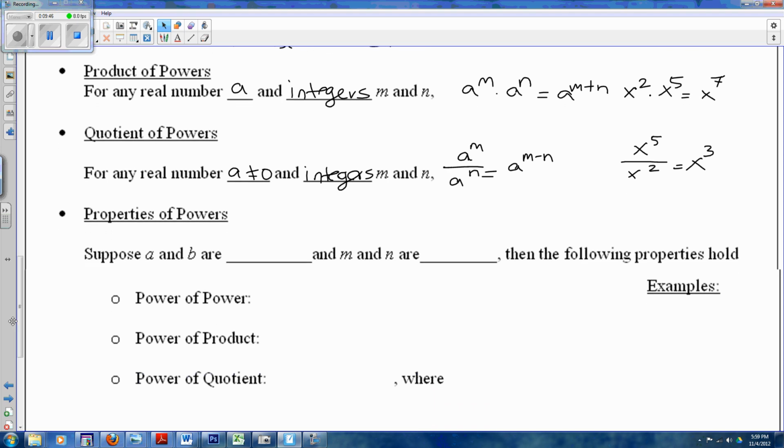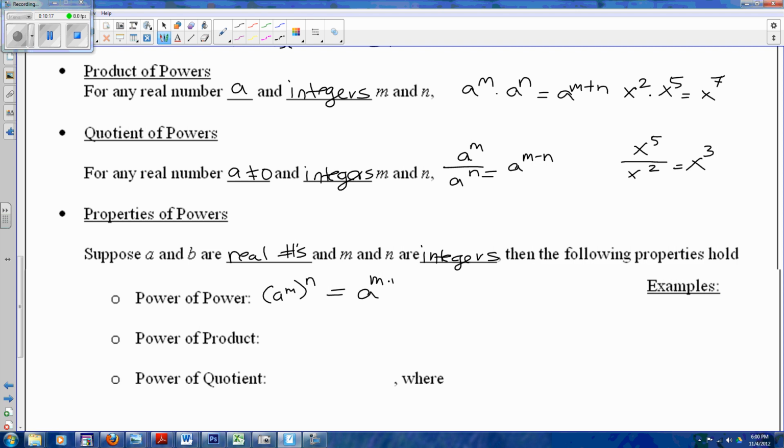Okay, properties of powers. Suppose a and b are real numbers and m and n are integers. Then the following properties hold. Power of a power means you have something that's a power raised to another power, so a to the m to the n power. When it's a power to a power, you multiply exponents, so a to the m times n. Example, x to the 5th, if you're going to square that, you'd multiply, so it's x to the 10th.